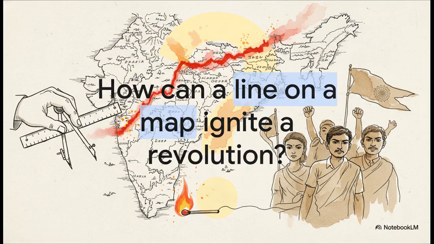So, let's start with this big question. How on earth can just drawing a line on a map spark a full-blown revolution? I know, it sounds a little crazy, right? But that is exactly what happened in 1905. A single administrative choice by the British Viceroy, Lord Curzon, was literally the match that lit the fuse.